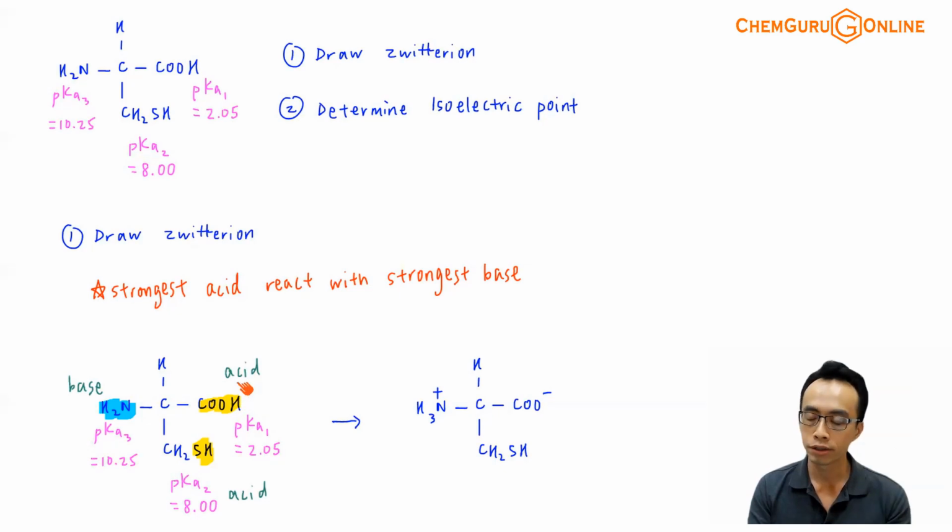My alpha acid is acidic, obviously. The SH functional group is also acidic. This is also a proton donor. I'll have two acids. And the amine group, the alpha amino group, is a base.